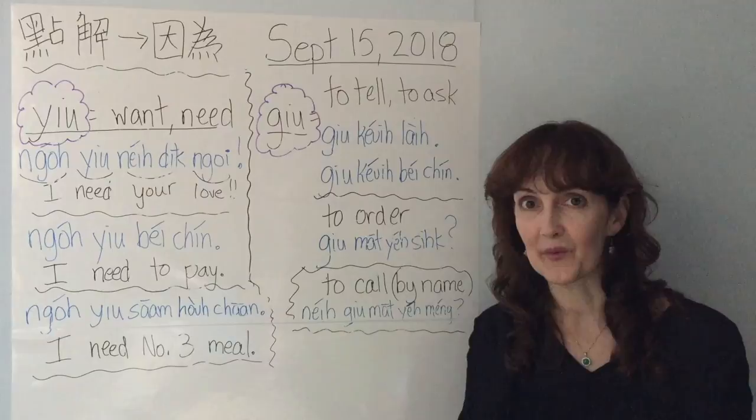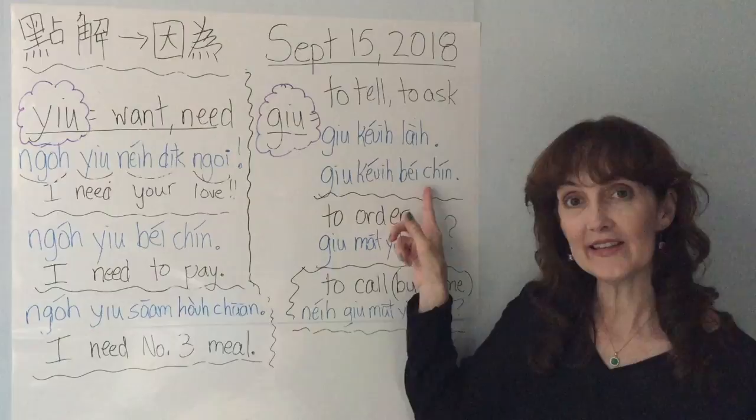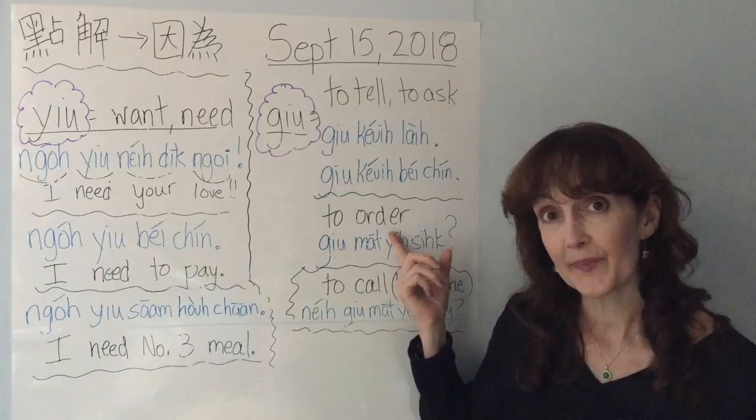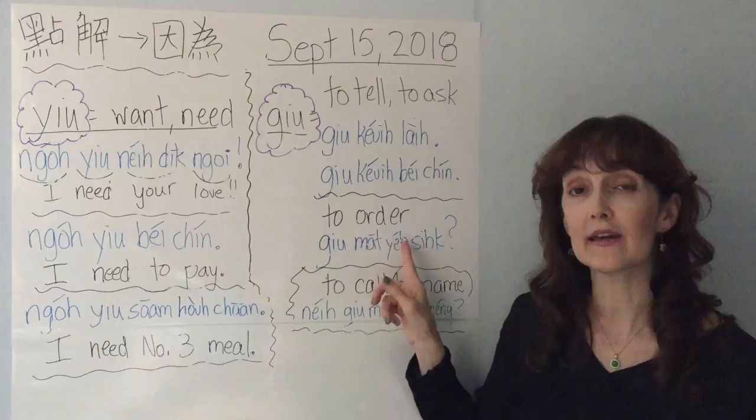But moving on, giu kao bei qin. Right, 叫他俾錢 is tell him to pay money, or tell him to pay. Obviously, if you're paying, you're usually paying with money. So 叫他俾錢. It also means to order. So to order would be 叫乜嘢食, 叫咩食. Remember the 乜嘢 can be all run together. So 叫咩食, 叫乜嘢食.